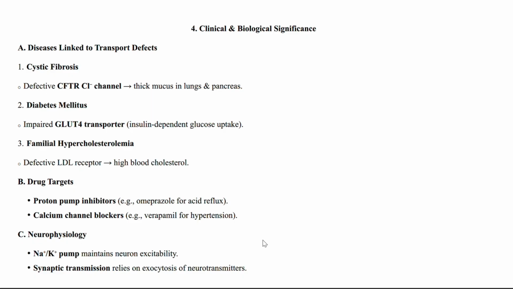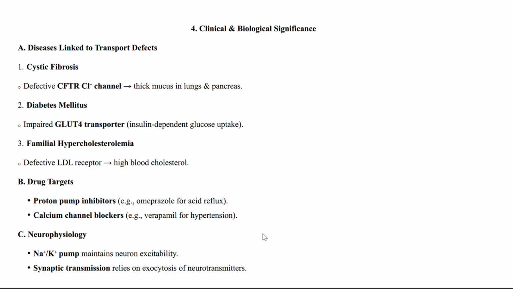They also serve as critical targets for some of the most widely used medications. For instance, proton pump inhibitors like omeprazole are prescribed to treat acid reflux or gastric ulcers. These drugs work by blocking the hydrogen potassium ATPase pumps in the stomach lining, reducing the amount of acid secreted into the gastric lumen. Similarly, calcium channel blockers like verapamil help control high blood pressure by limiting the influx of calcium into the heart and smooth muscles, reducing contraction strength and relaxing the blood vessels.